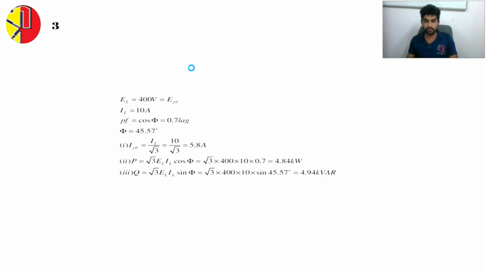Okay. Once again, I will cross check the answer. VL is equal to V phase 400, IL is equal to 10 amps, power factor is equal to cos phi 0.7, phi is equal to cos inverse of 0.7, 45.57, I phase is equal to IL by root 3, and power is equal to root 3 VL IL cos phi, and Q is equal to root 3 VL IL sin phi.